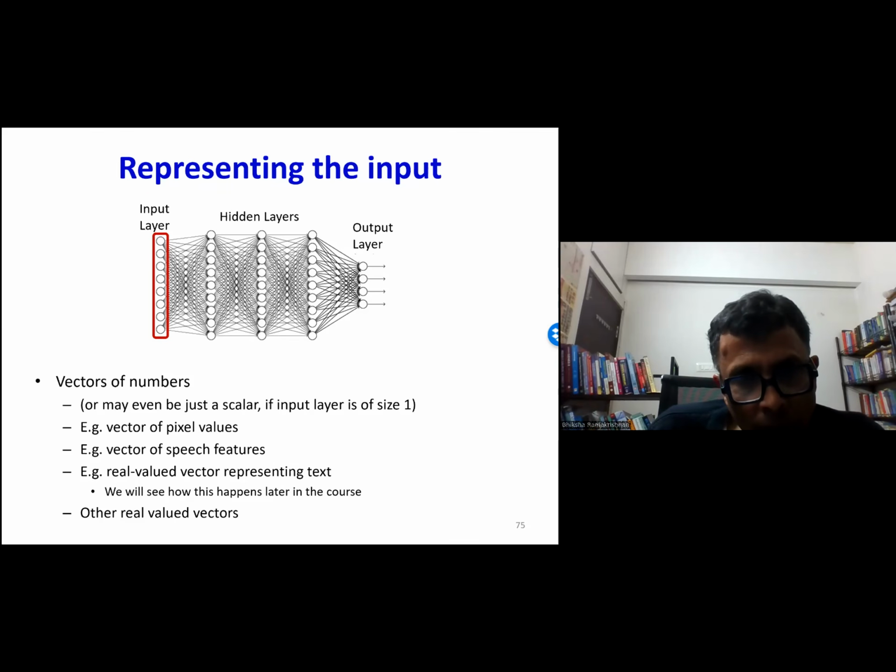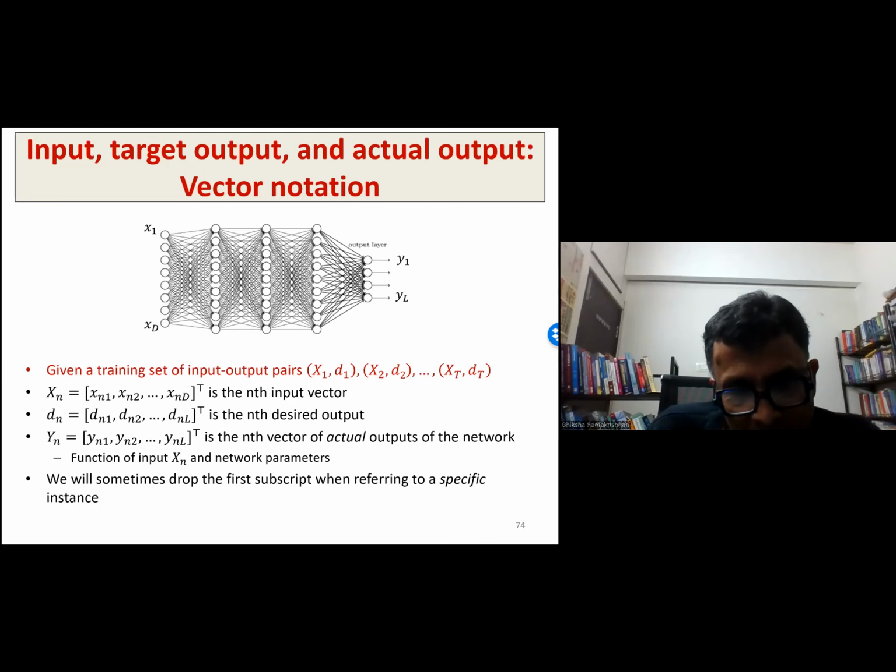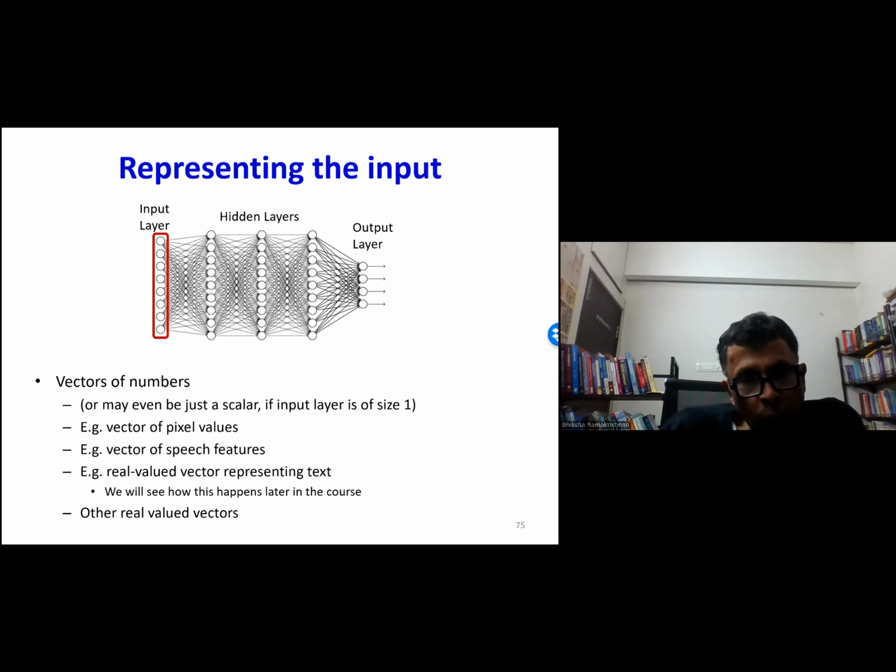So we've stated what these things look like, but what values do they contain? Let's consider the input. Each input is going to be a vector of numbers, or even just a scalar if the input layer is of size 1. It could be a vector of pixel values. Or if you're working on speech, it could be a vector of speech features. Or if you're working on text, it's going to be a real valued vector, a numeric representation of the text.